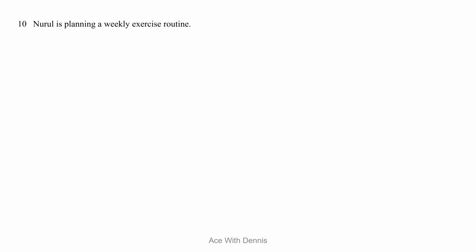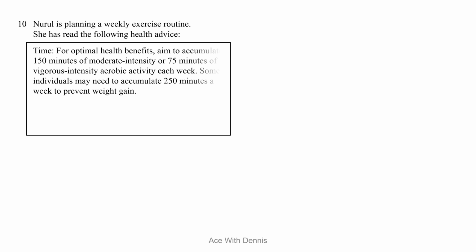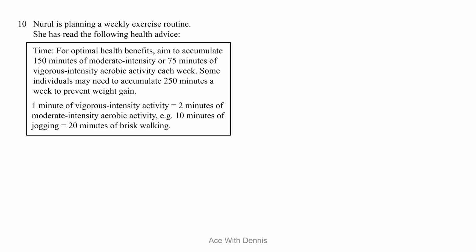Question 10. Nurul is planning a weekly exercise routine. She has read the following health advice. So here is the health advice. Time. For optimal health benefits, aim to accumulate 150 minutes of moderate intensity or 75 minutes of vigorous intensity aerobic activity each week. Some individuals may need to accumulate 250 minutes a week to prevent weight gain. 1 minute of vigorous intensity activity equals 2 minutes of moderate intensity aerobic activity. Example, 10 minutes of jogging equals 20 minutes of brisk walking.